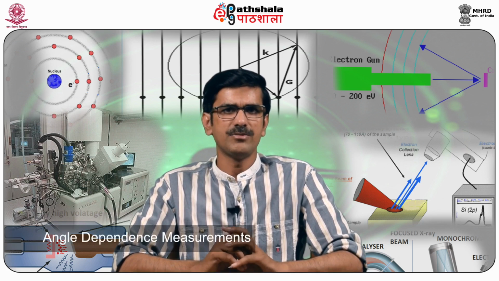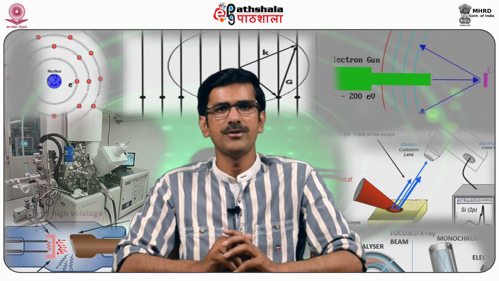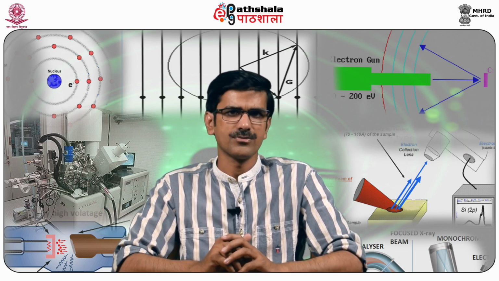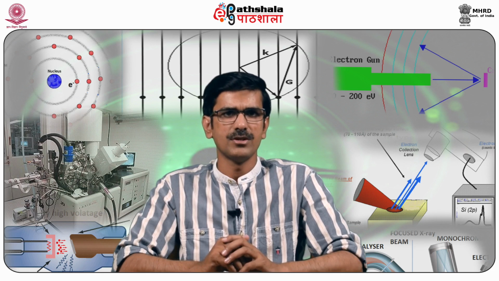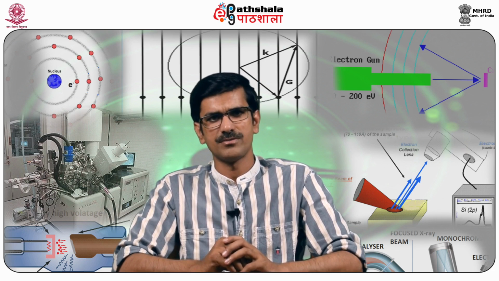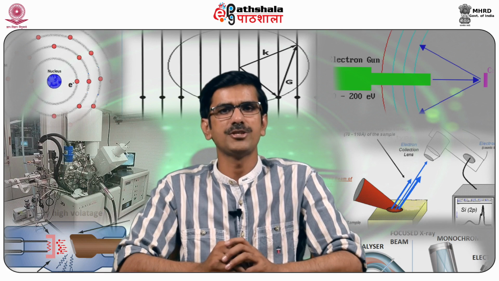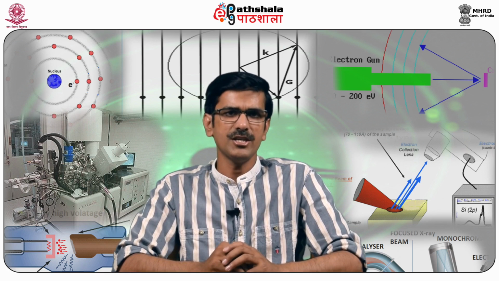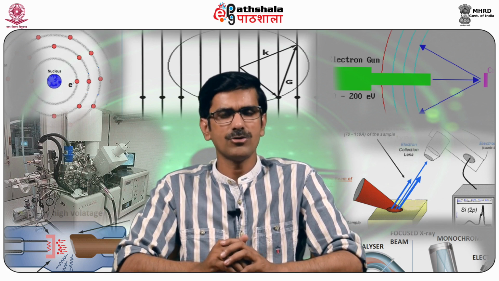Now, angle dependence measurement. When the angle of measurement is changed, the depth of information gathered can be varied by 1 to 10 nanometer. The usefulness here is in determining the concentration of additives in the surface region. Now, imaging of the surfaces. Utilizing a special imaging mode, the distribution of elements in surface structure can be determined. This technique is useful in dimensions up to about 3 micrometer.